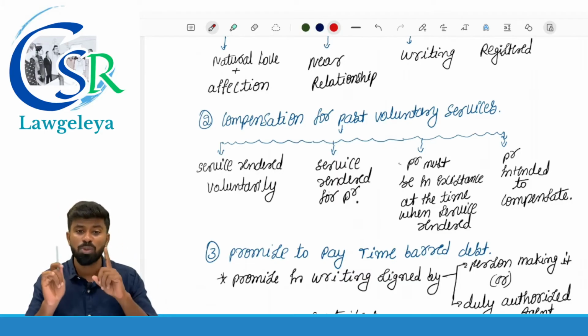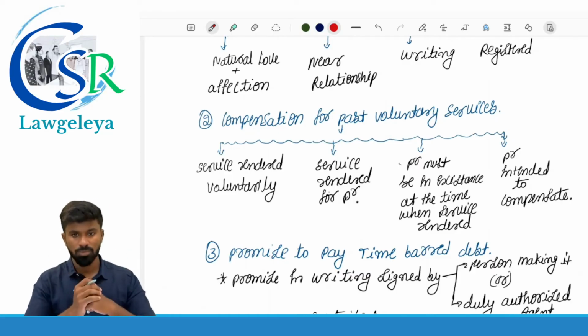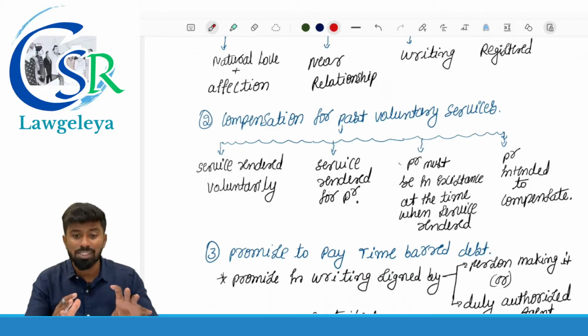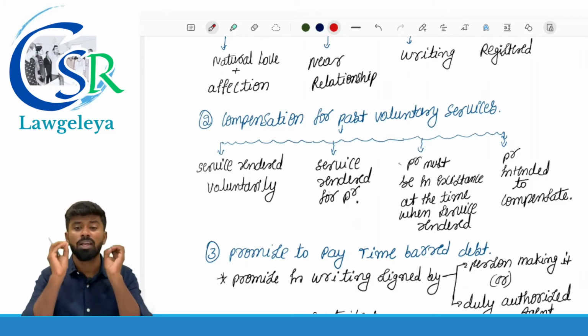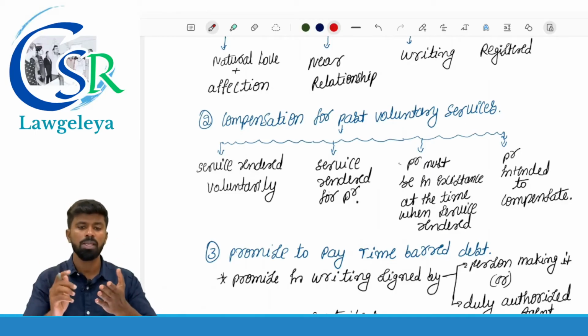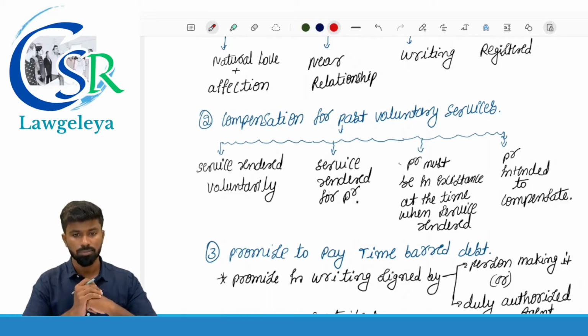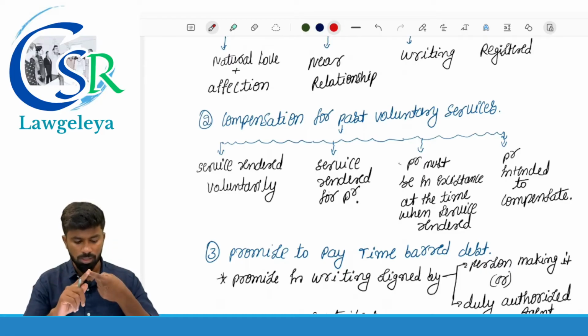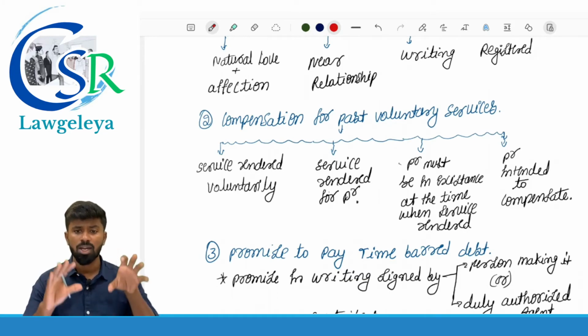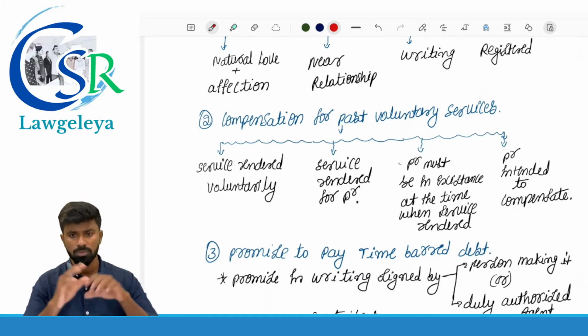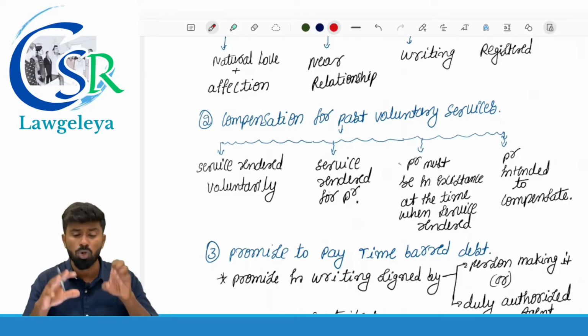What is the first condition? Service rendered must be voluntary. Services are rendered by whom? By the promisee. The promisor must be in existence at the time when the service was rendered. And the promisor must have the intention to compensate. Must. It means it should be in writing. First, what is the first condition? Services are rendered voluntarily. Services are rendered for the promisor. Promisor must be in existence at the time when the service was rendered, and the promisor should intend to compensate whom?